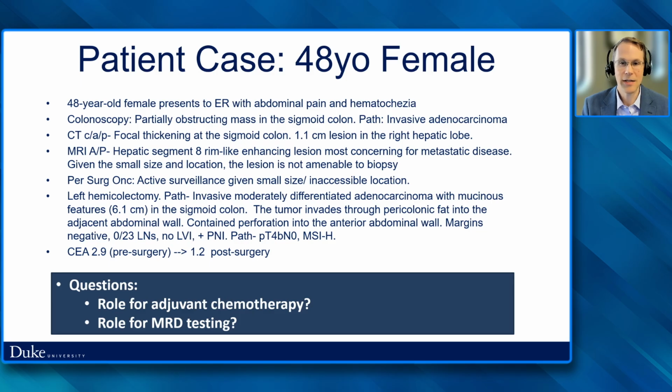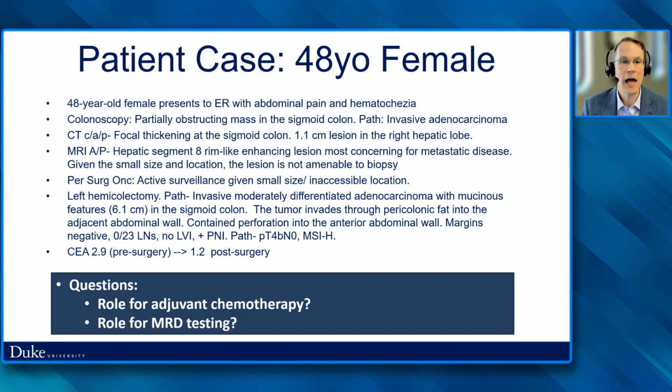It comes out as a pretty large invasive tumor. It's invading into the adjacent abdominal wall. It's perforated into the abdominal wall. The margins are clear. There are no lymph nodes involved, but they do point out that it's a T4BN0 microsatellite instability high, MSI high, deficient mismatch repair tumor. CEA was slightly elevated before surgery, goes to normal after surgery.